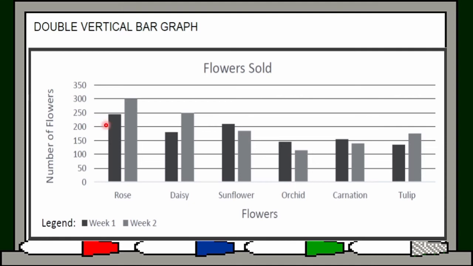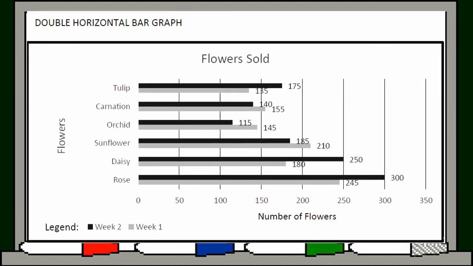And if you are asked, which flower had the fewest sales in week 1? Since week 1 is black, you look at the bars that are black. And tulip had the fewest sales because it has the lowest bar. Okay? So, by looking at this bar graph, if you are asked which flower had the most sales in week 2? Correct, it is rose. So, here we have the double horizontal bar graph.